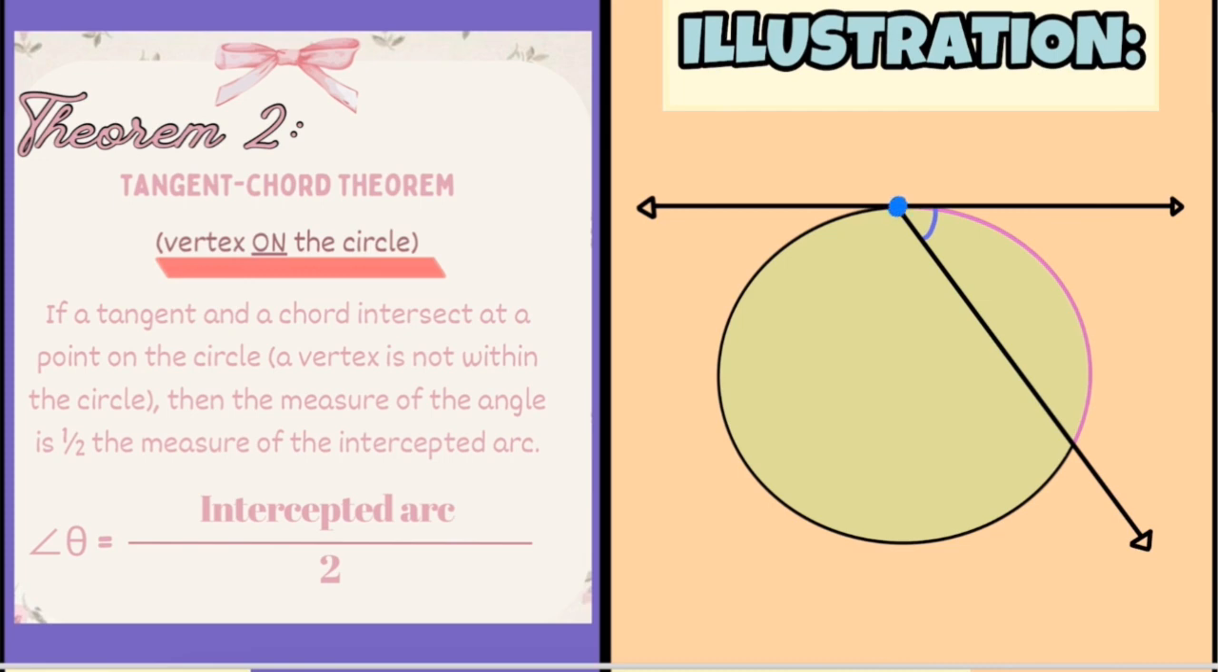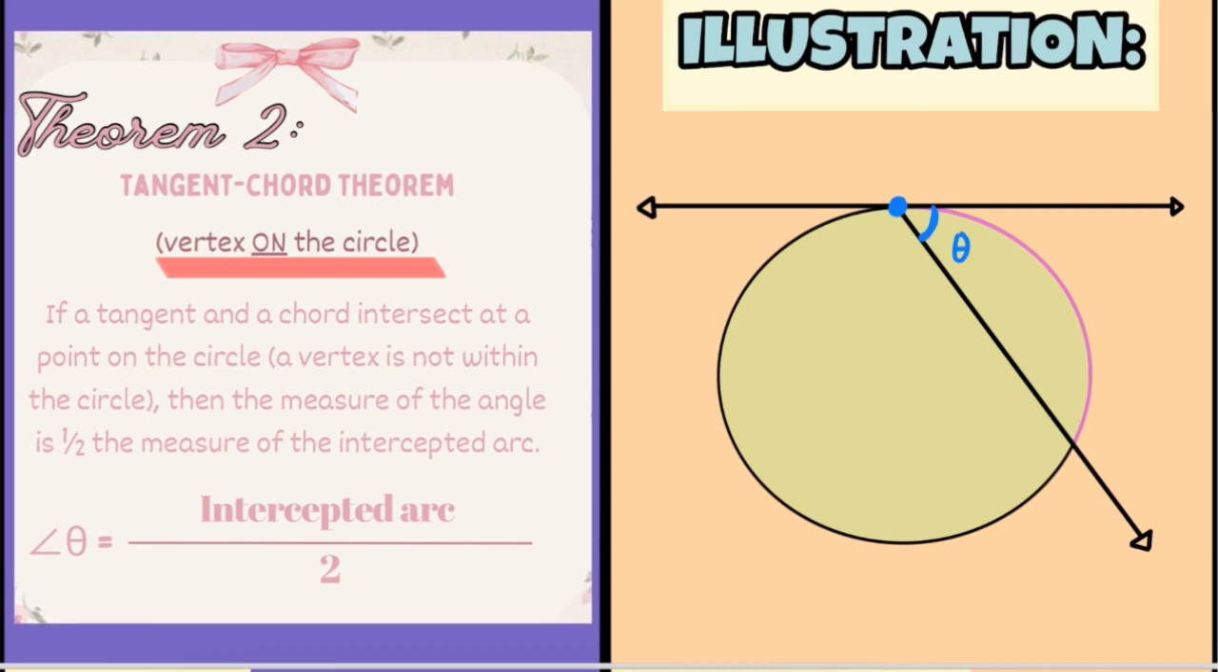Now, since that's the vertex, the one in violet, the one I'm highlighting again, is the angle that was formed. The measurement of this angle, this theta, is basically half of its intercepted arc. The intercepted arc is basically this one. That arc right there. You may interpret it this way.